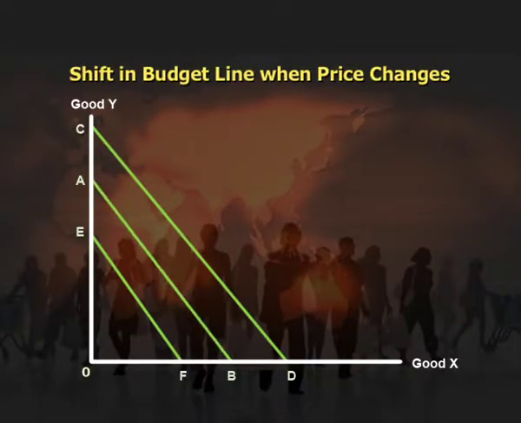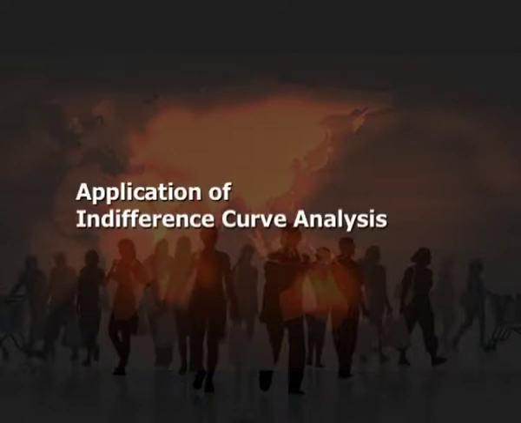As stated earlier, the slope of an indifference curve portrays the MRSXY. Similarly, the slope of the budget line, or we can say price line, represents the ratio of prices of the two goods. In this diagram, the slope of price line AB is OA by OB. It states that the consumer with a given budget can buy either OB quantity of good X or OA quantity of good Y.